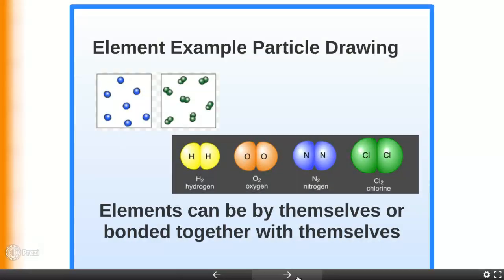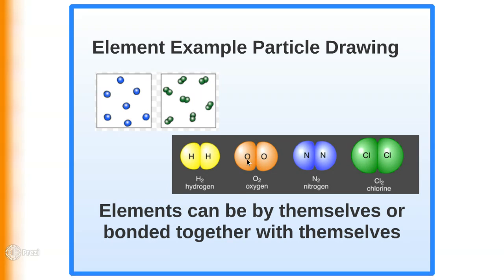Now, if we look at the particle example or examples, you'll notice a couple of different things. One, elements can be by themselves, like this drawing, where you just have individual elements of something, all the same type. Or they could be diatomic, meaning that there's two of them bonded together. They're the same element, but they're bonded. That's still considered an element. So here are examples of some diatomics. So hydrogen gas, H2, O2 is oxygen. So all of these things, even though they're bonded with something else, because they're bonded together, they're still considered an element.